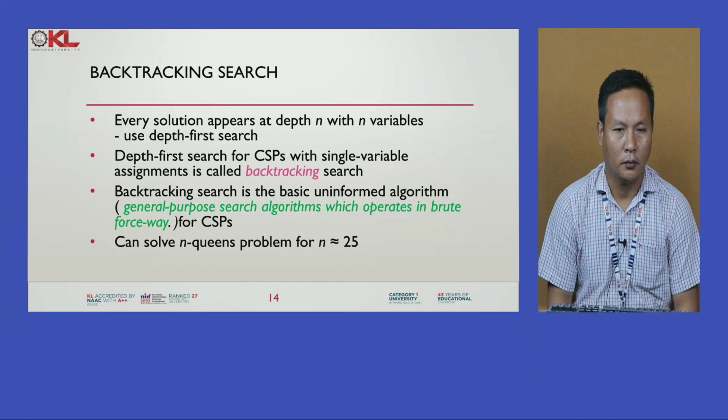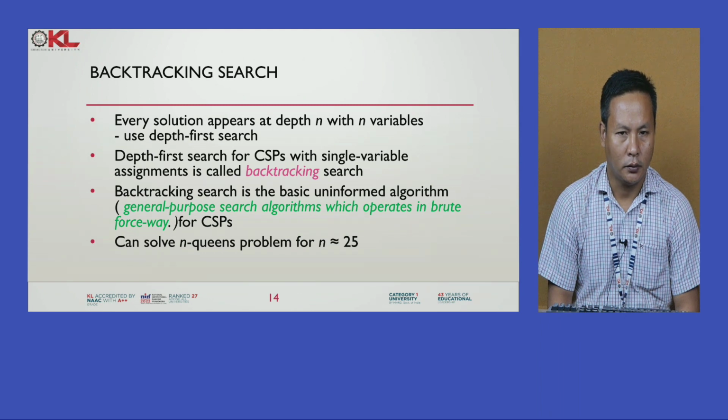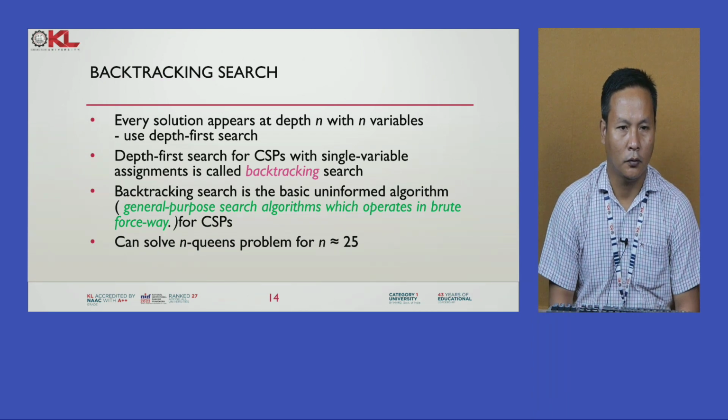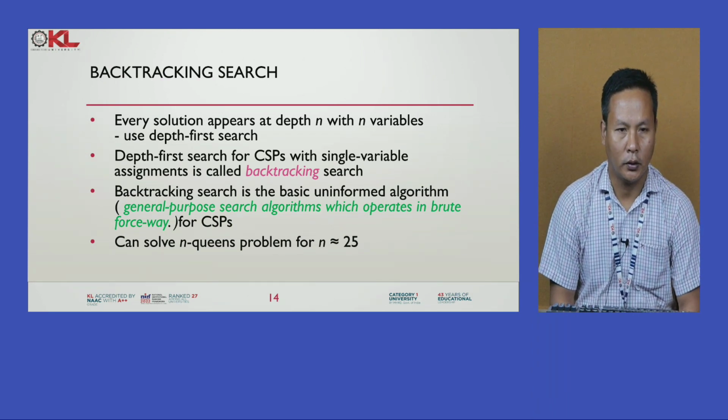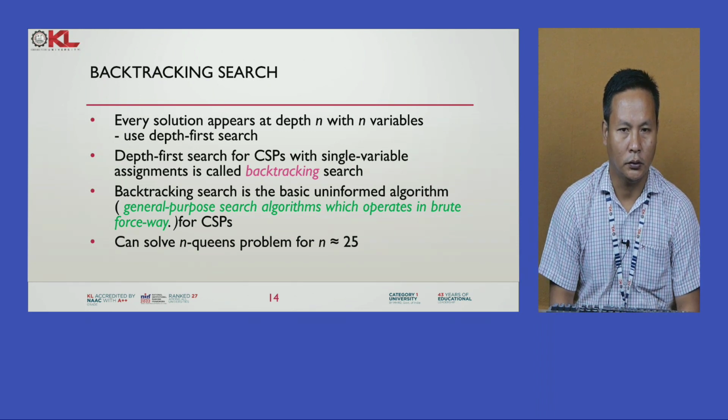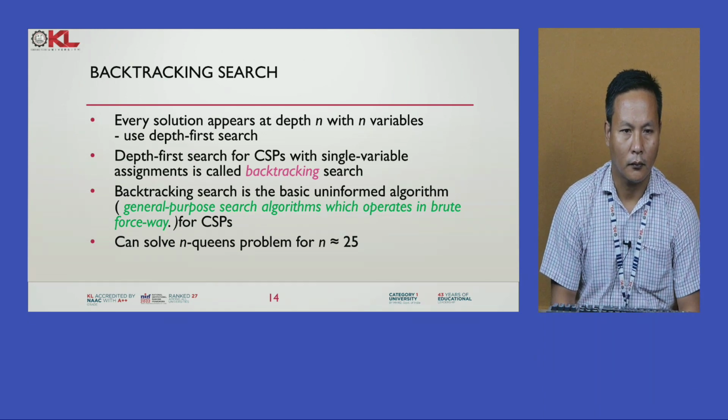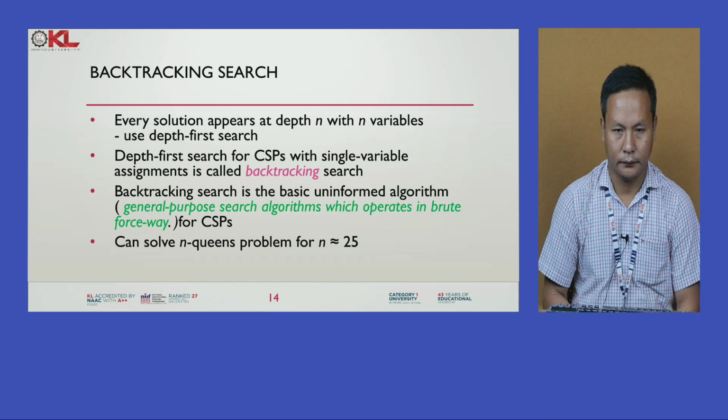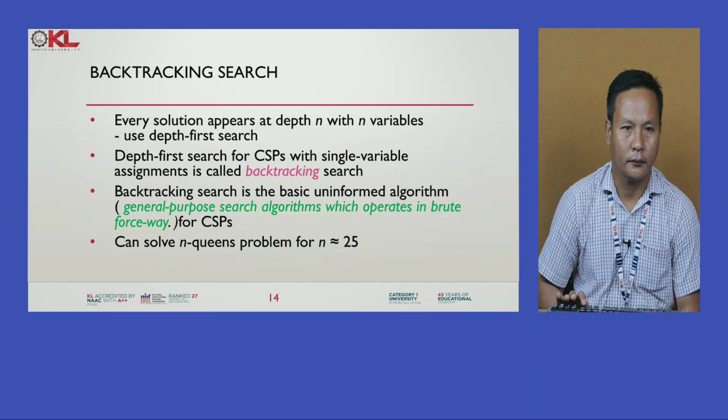It is a general purpose search algorithm which operates in a brute force way. The brute force technique is used in this algorithm. Such an algorithm used in brute force search is called an uninformed search algorithm. This backtracking search can be used to solve the n queens problem when the value of n is 25. Let us move to the next slide.